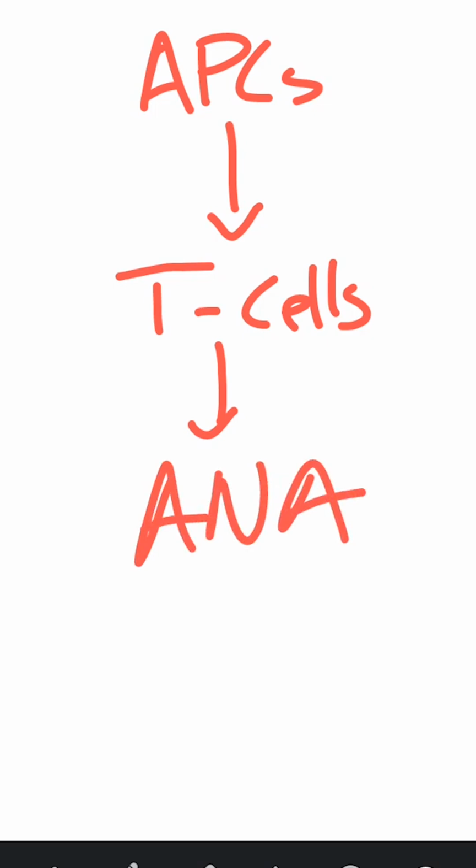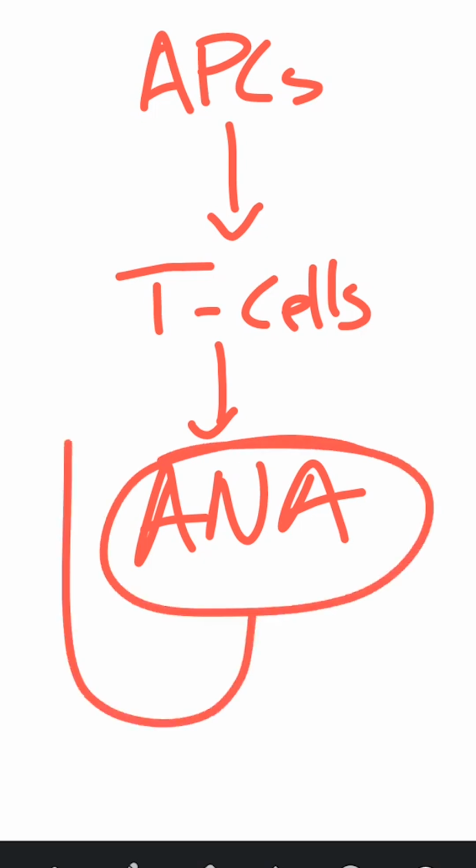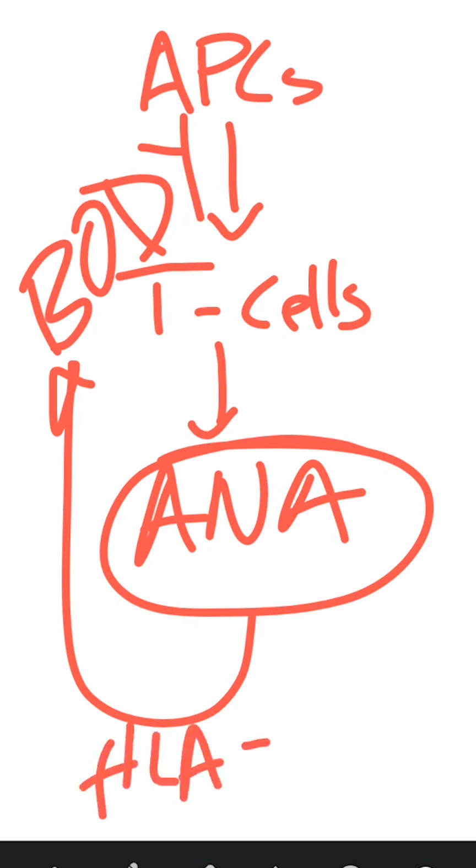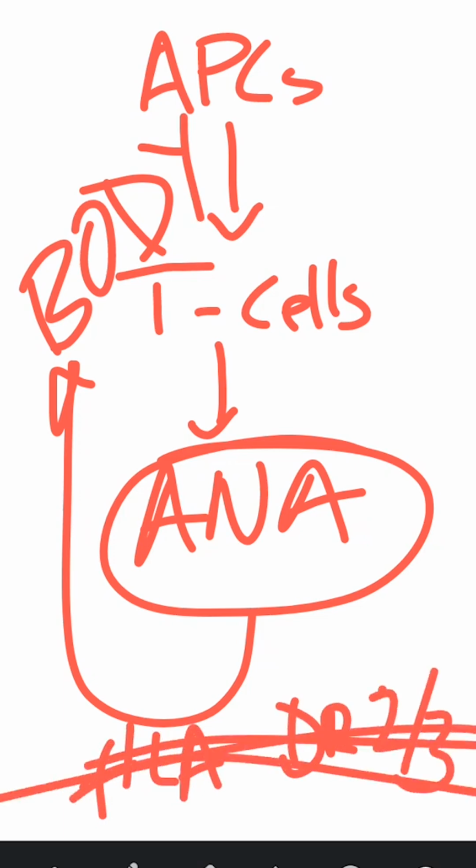Now, the body has various mechanisms to ensure that what's been formed does not go and launch an attack onto itself. But in SLE, there are various things. For instance, the human leukocyte antigen DR2 and DR3 is distorted. Because this is distorted, plus a reduced amount of complement, the body can then mount and launch an attack onto itself. So we looked at the clinical features and presentation of these patients. In this video, I want to look at the investigations and the treatment of these patients.